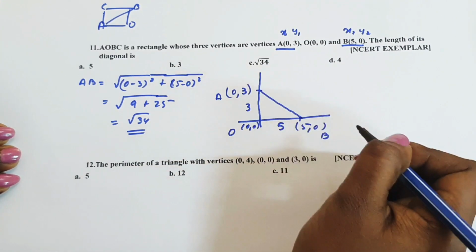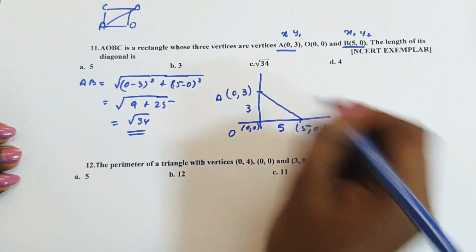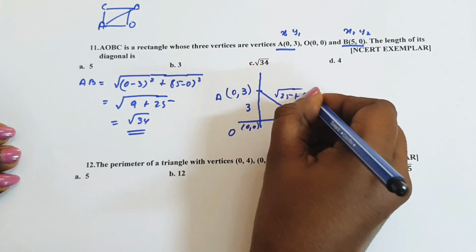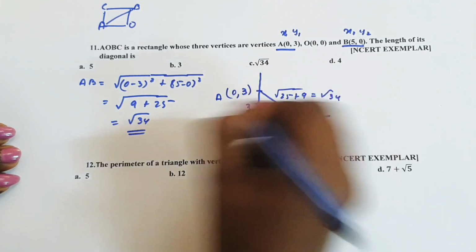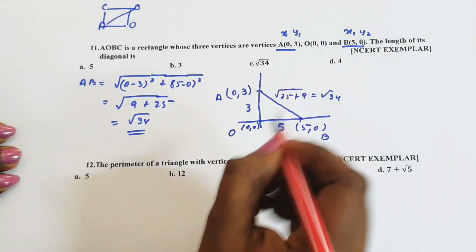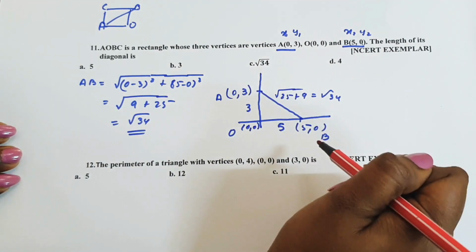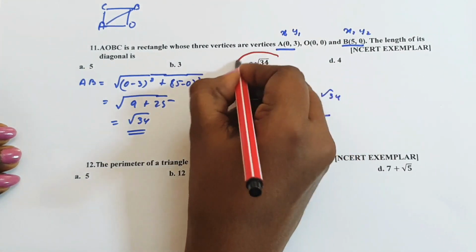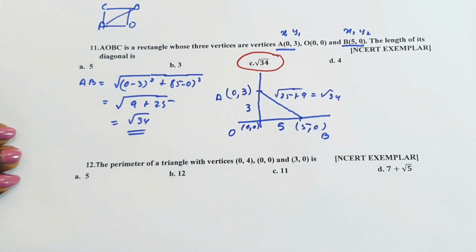So how do we find the length of the diagonal? Obviously by using the Pythagoras theorem, which is nothing but the root of 5 square, which is 25, plus 9, which is equal to root of 34. So either way you can solve the question. Understanding the concept will be helpful. Either way you get the same answer, and the answer is root of 34.